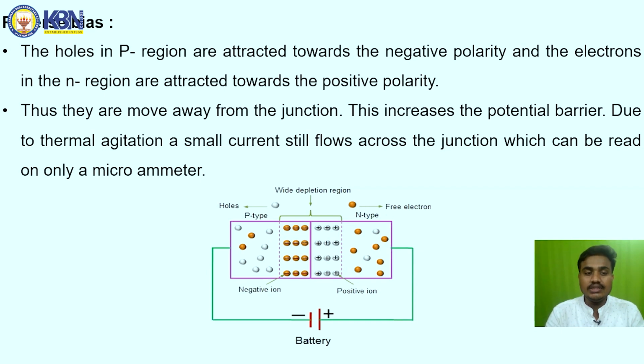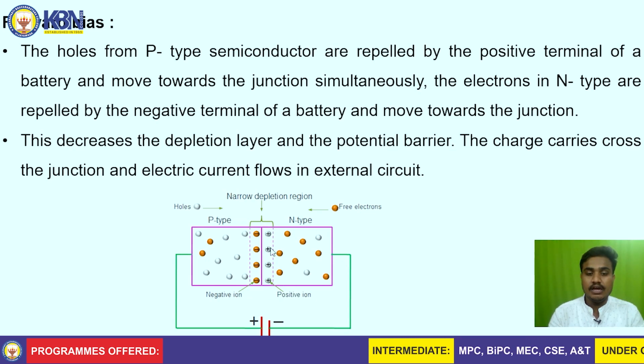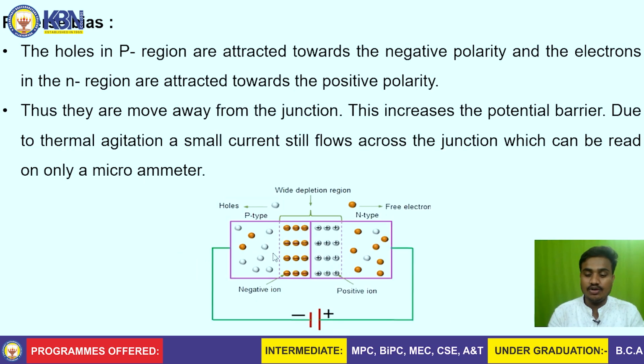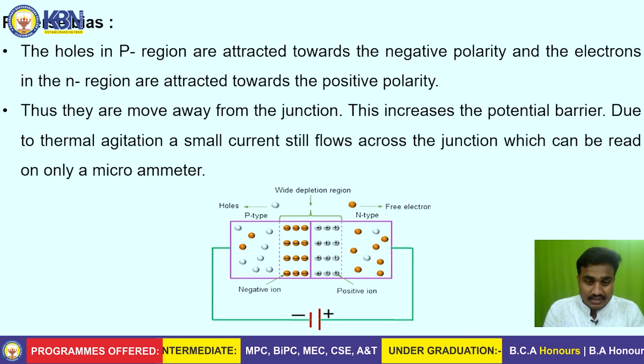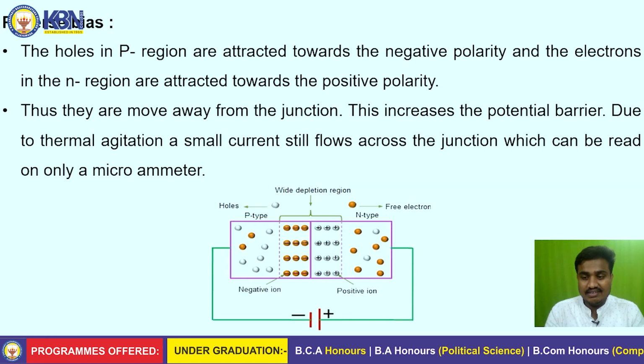Due to thermal agitation, a small current flows across the junction, which can be read only with the help of a microammeter. Here is the difference between forward bias and reverse bias: the depletion layer in the forward bias condition is narrow, whereas the depletion layer in the reverse bias condition is much wider.